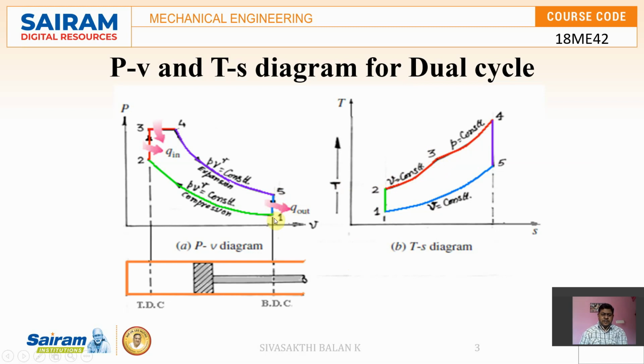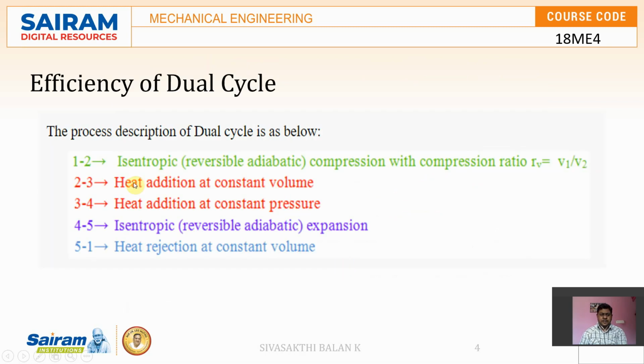And the volume between 1 and 2 is the swept volume, and the 5 processes are: 1 to 2 isentropic or reversible adiabatic compression with a compression ratio of V1 by V2, 2 to 3 heat addition process when the volume remains constant, 3 to 4 heat addition at constant pressure, 4 to 5 is the isentropic or reversible adiabatic expansion, and 5 to 1 is the heat rejection at constant volume.